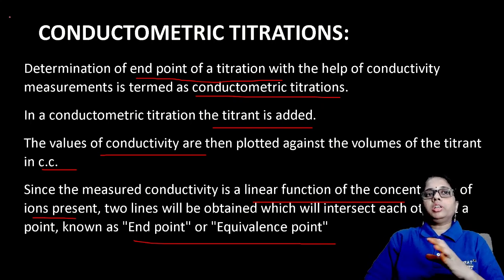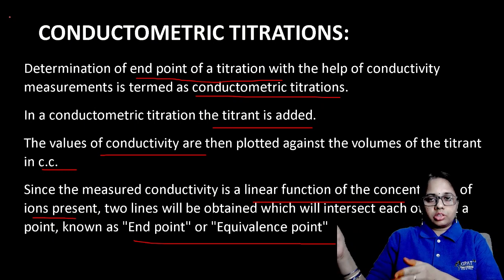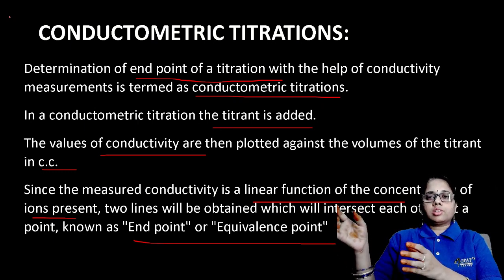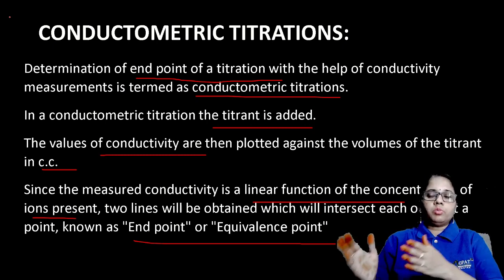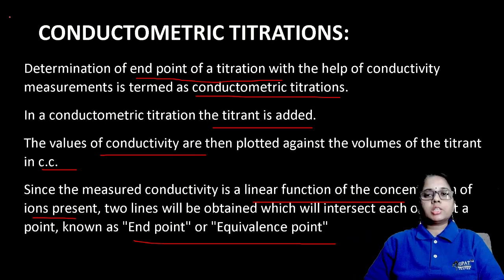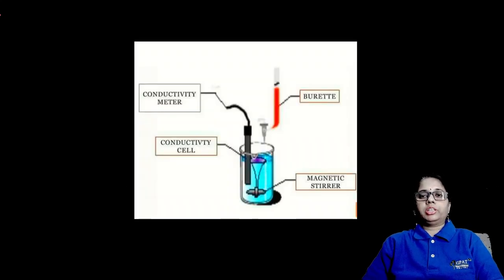So at one point, because concentration increases, the conductance also increases. At one point, if all the ions are going to be captured by the titrant, then you are going to see one endpoint. That is called the equivalence point. So exactly in conductometry, we are going to get the equivalence point. Okay, here it is also called the endpoint. So this is whenever we are going to use the conductivity cell.